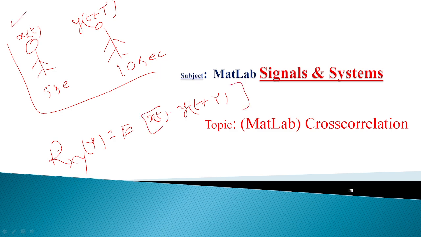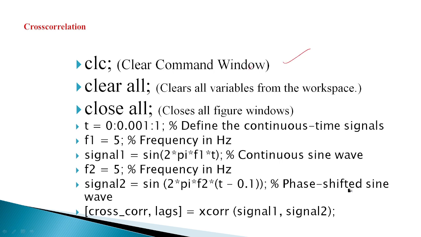The relation between two different signals completely, or the average of two different signals, is also called cross correlation. Coming to the program, you can see this. These are the general instructions, as you know.